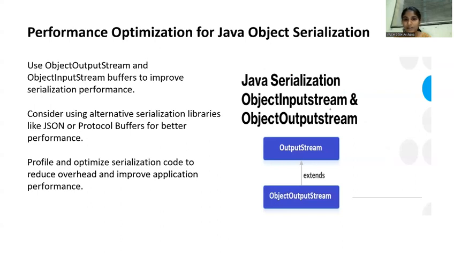And next is performance optimization for Java object serialization. We use ObjectOutputStream and ObjectInputStream buffers to improve the serialization. As we use both the streams in both serialization and deserialization, it improves the performance. Consider using alternative serialization libraries like JSON or Protocol Buffers for better performance. So these are the alternative serialization options. Here is a picture, Java serialization, ObjectInputStream and ObjectOutputStream. It extends here. It inherits the properties.